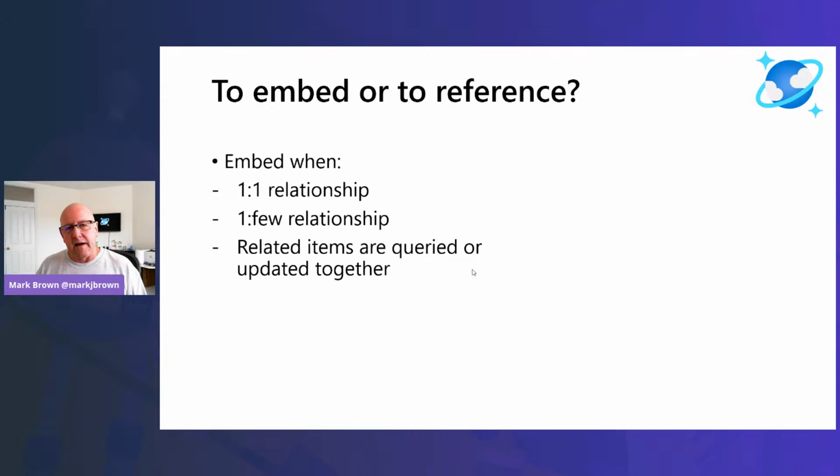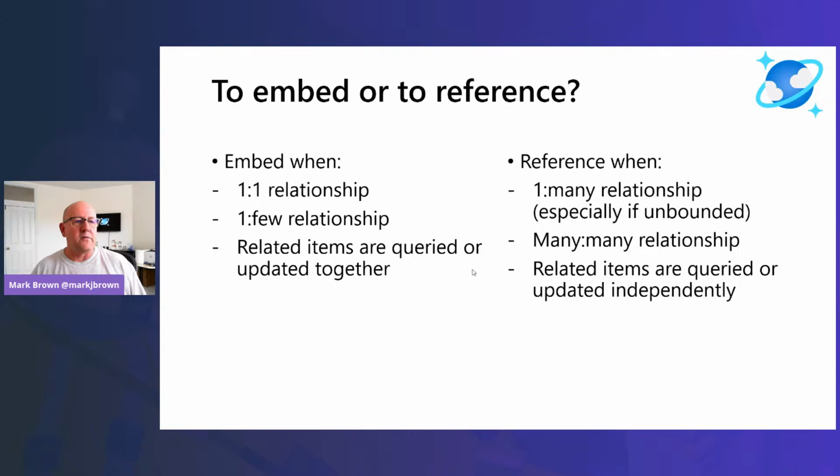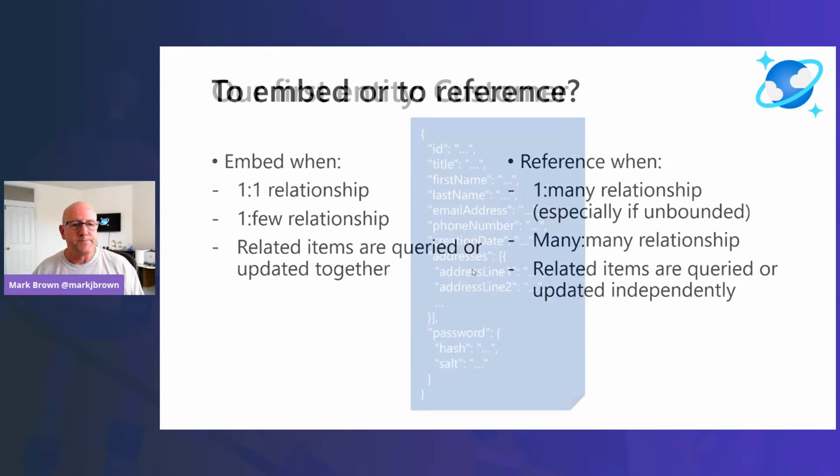And then the other aspect is that the related items are queried or updated together. That is another reason why you would want to embed. Now, you want to reference when the relationship is one-to-many, and especially if it's unbounded. And I'll explain why that's important in a little bit. Also, if you have a many-to-many relationship, you also need to reference this data rather than embed it. And also, if the related items are queried or updated independently, that is another good option for referencing the data within a database like Cosmos.